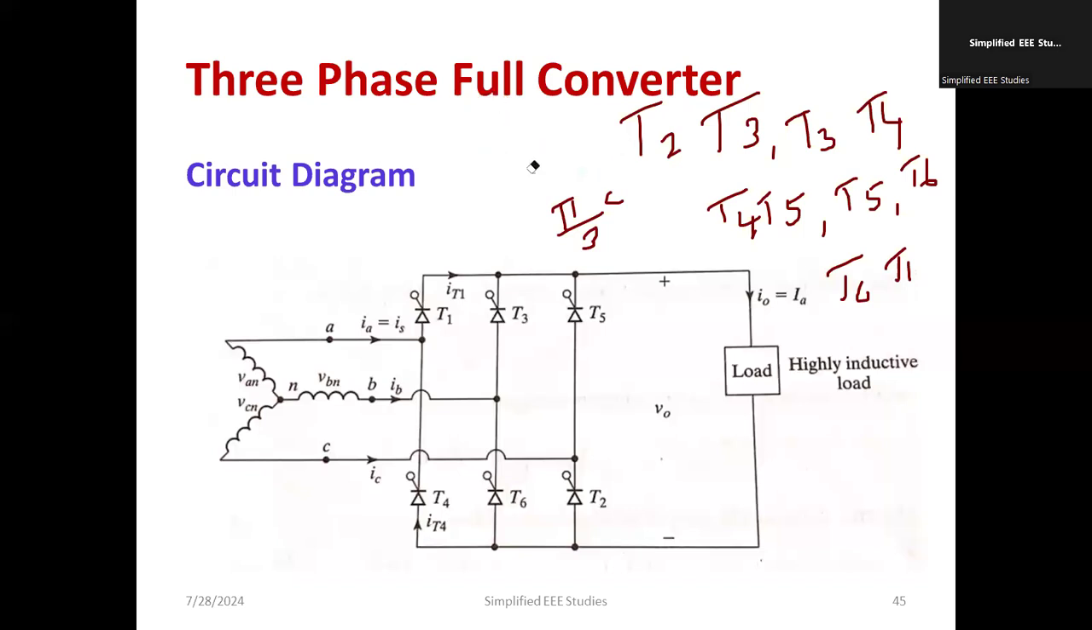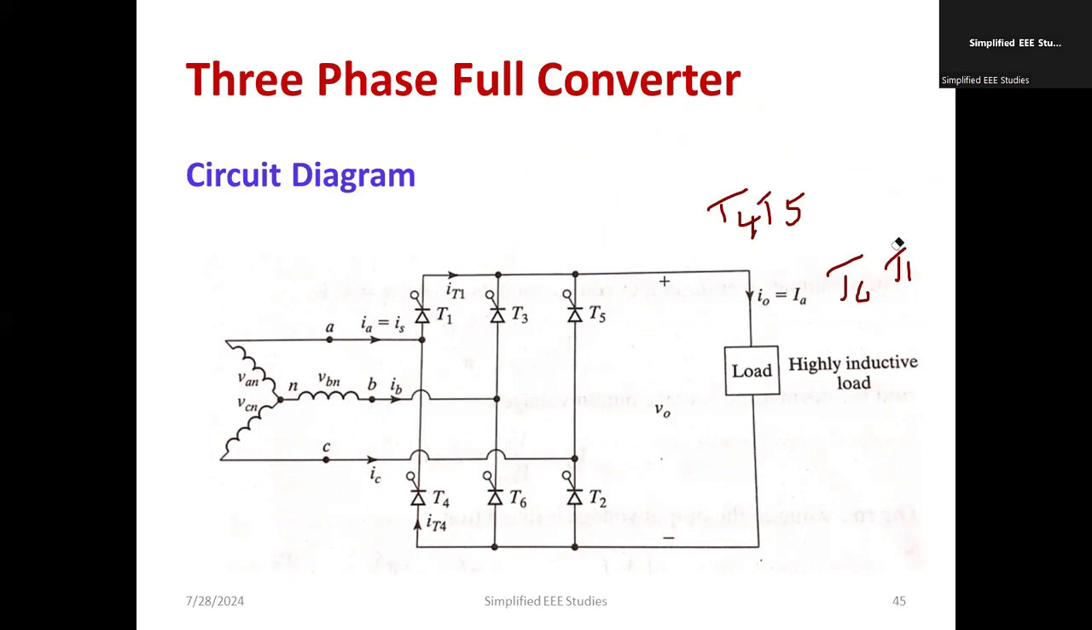The average output voltage across the load is high compared to a single-phase full converter. Also, the total distortion is less. Also, the filter requirement is comparatively less as compared to a single-phase full converter.